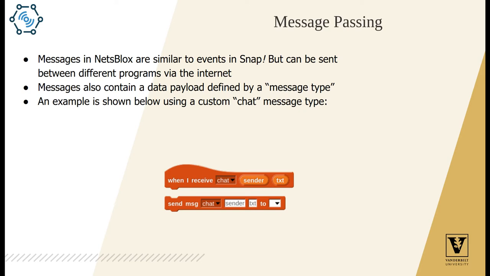And we can see an example of what sending and receiving a custom chat message type might look like in NetsBlox with these two blocks below. So you can see in this case they're sending these chat messages, and a chat message has two fields, sender and text. So when you send it, you can of course fill in these two fields and send it to whomever you'd like. And when you receive it, you have those two data fields available as variables.